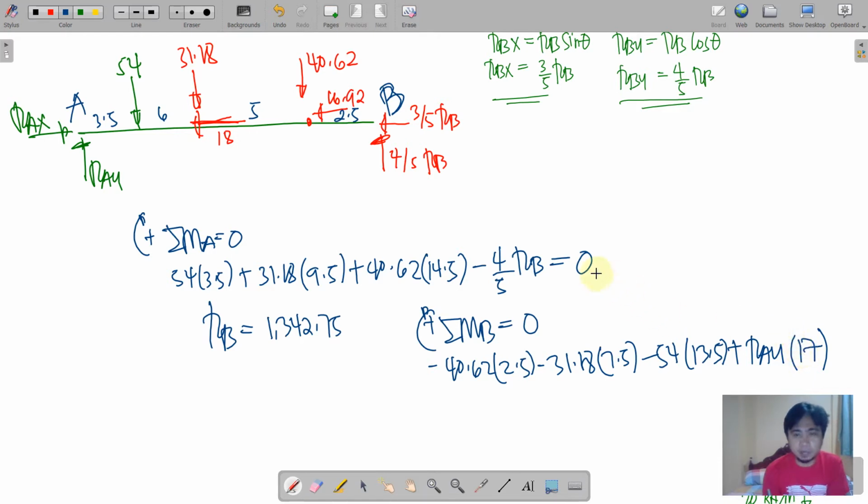By the way, I think we have also omitted here the distance of RB. So I'll just have to correct that one. So the distance of RB to A is 11 plus 6, that is 17. So this is equal to 0. So we'll just have to divide 1342.75 divided by 17. We have 78.99.